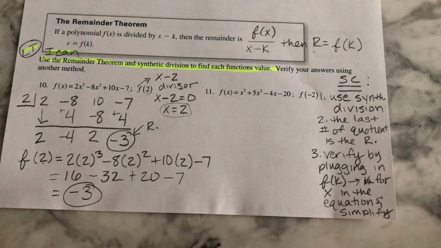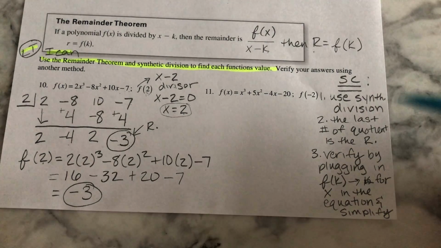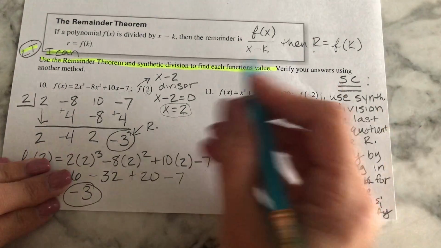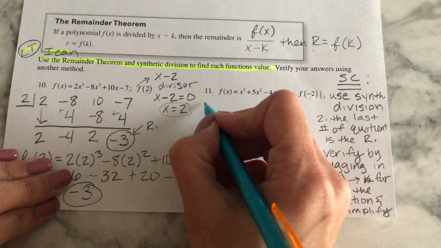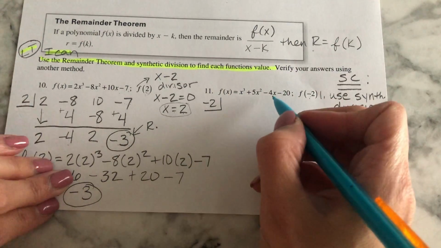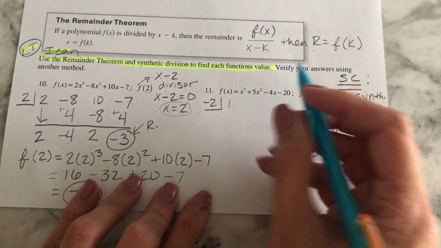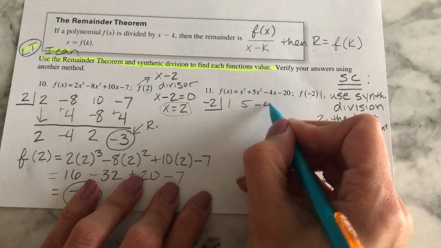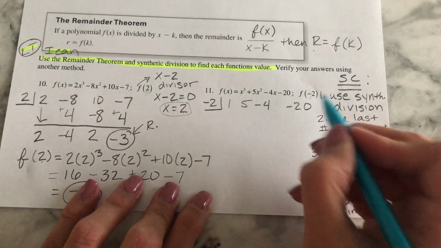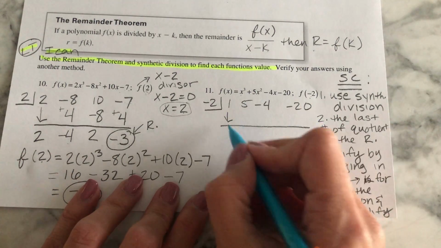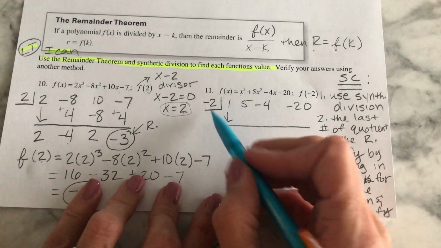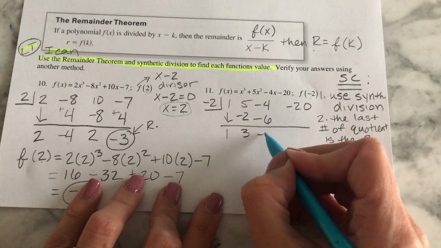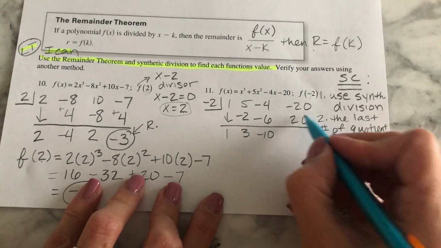All right, let's see how you did for number 11. So using our success criteria, first we need to use synthetic division. So I'm going to take my value of x, so x equals negative 2 here, and then fill in my numbers up here from my dividend. So 1, 5, negative 4, negative 20. And then I'll start my process by bringing down the 1, and then multiply, add, multiply, add, multiply, add.